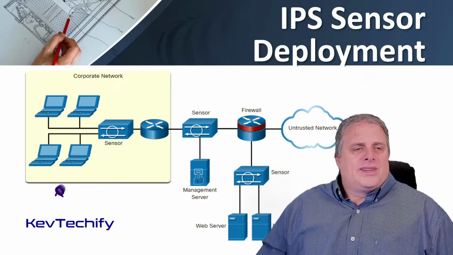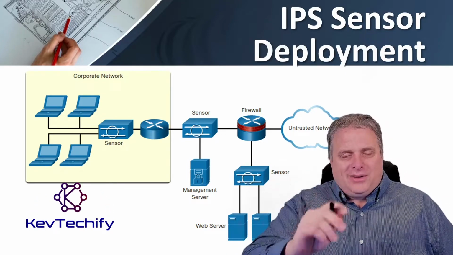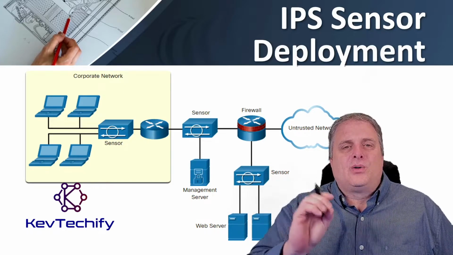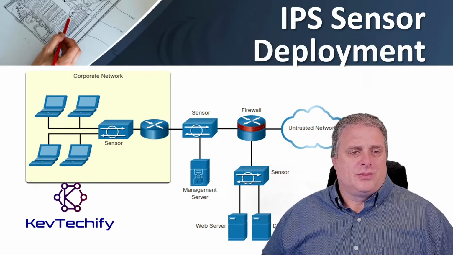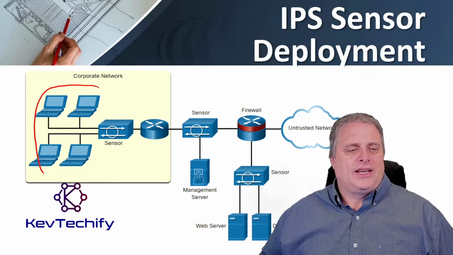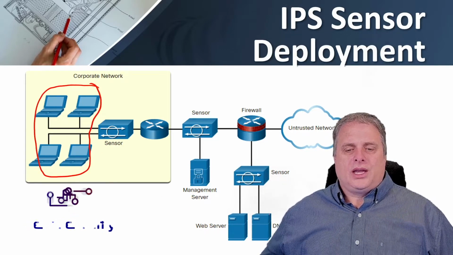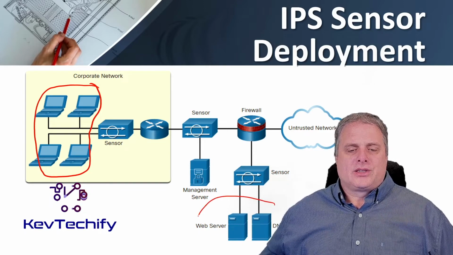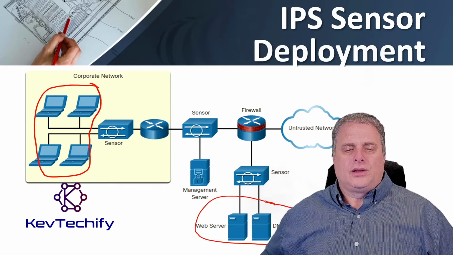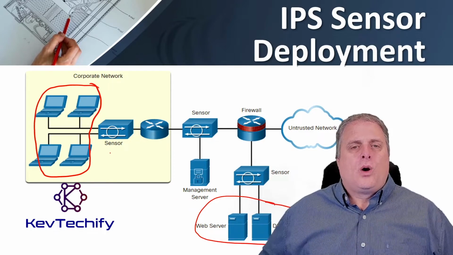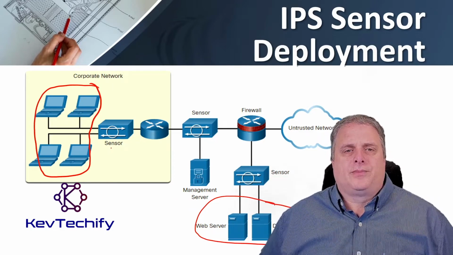And so where these HIPS are located on your network, the host-based intrusion prevention system, we're looking at your clients on your corporate network, and then we're also looking at maybe the corporate servers on your network. That's where you're going to have some sort of host-based intrusion prevention system.